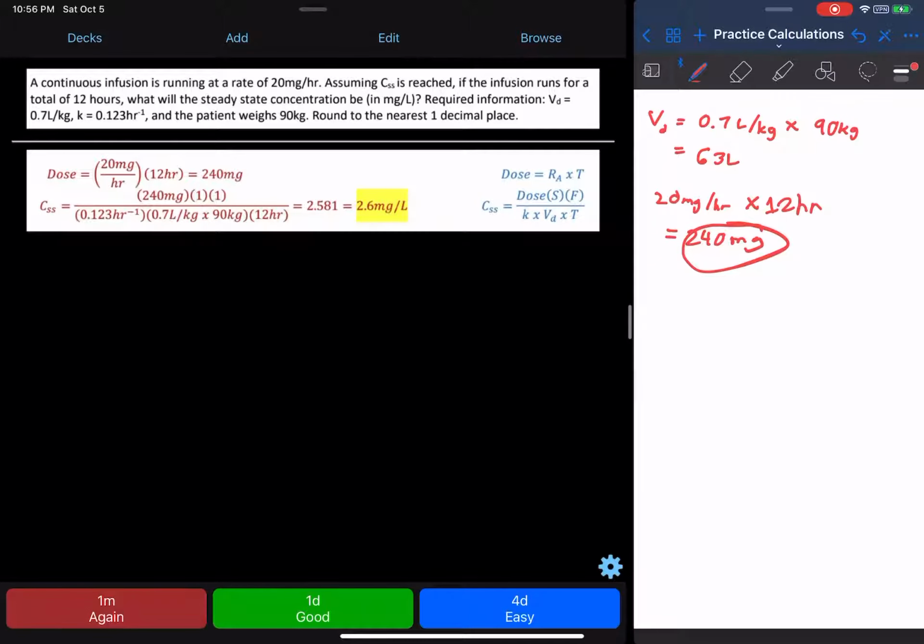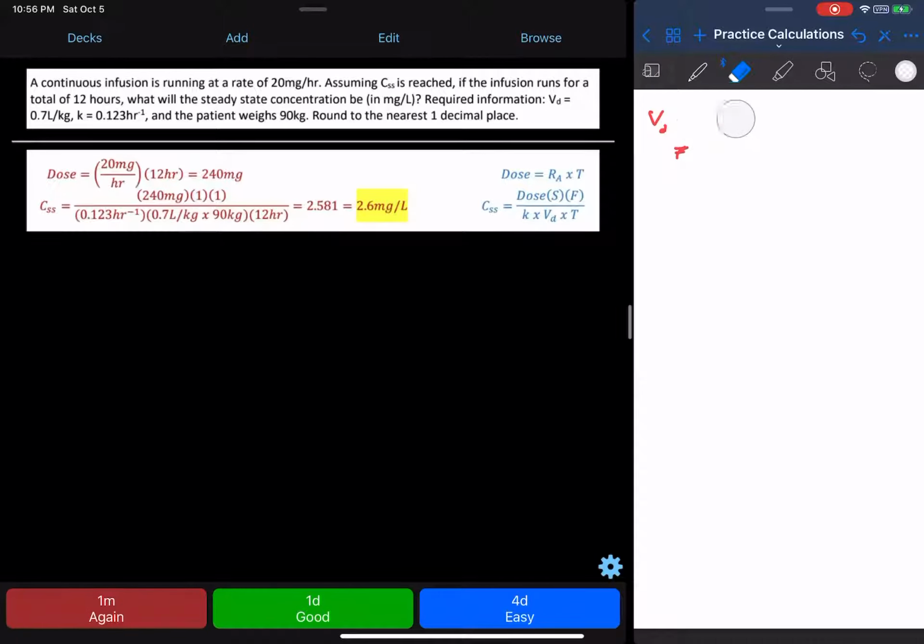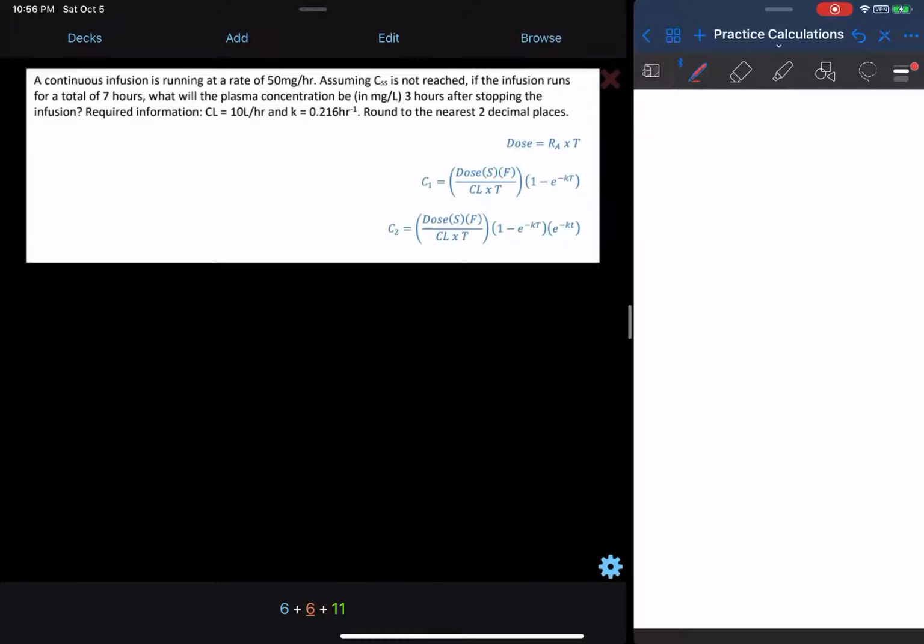Dose times S times F, which is implied, over the elimination rate constant times the volume of distribution. And the volume of distribution we kind of solved already over here, and multiply that by time. Okay, I know where I got wrong. I was on the right track though. So I need to review this again, even though I got it right before.